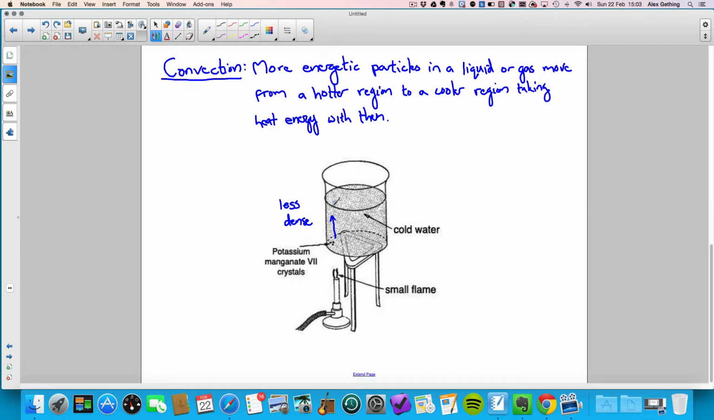As that hot water rises, cold water is going to sink towards the bottom. Okay, so we're going to get this sort of process going on, this current, and by putting potassium manganate crystals in there, which are purple when they're dissolved, you can see this very, very clearly. Okay, if you leave it too long, it all goes purple and you can't see it. But if you just get a nice convection current going, you should be able to see that in your beaker, and I'm sure you've done that experiment at some point.